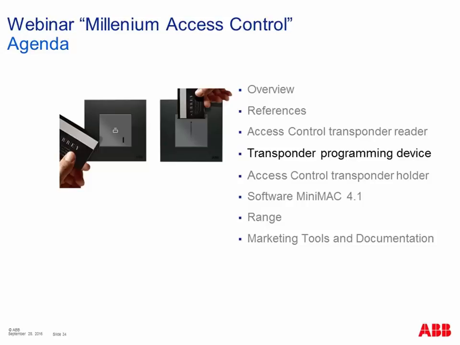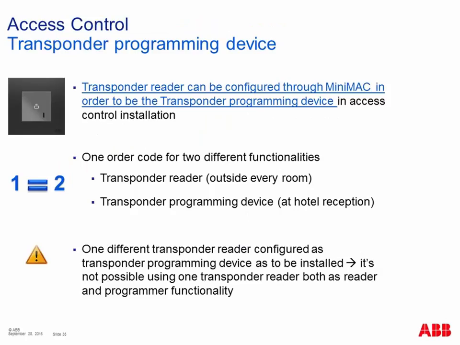staff, from the hotel staff, to program the cards. So to create, delete the cards, to do check-in, check-out operations. An important aspect to remember is that our transponder programming device is not a different order code, but is exactly the same order code as the transponder reader. So this means that when you want a transponder programming device in your installation, you need only to order the transponder reader. So the same exact device.